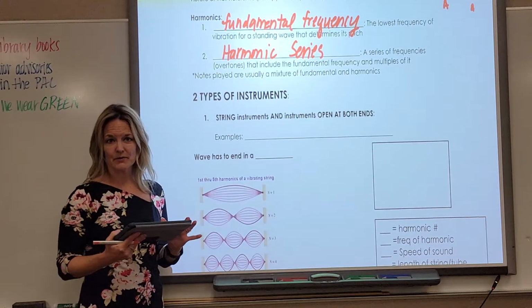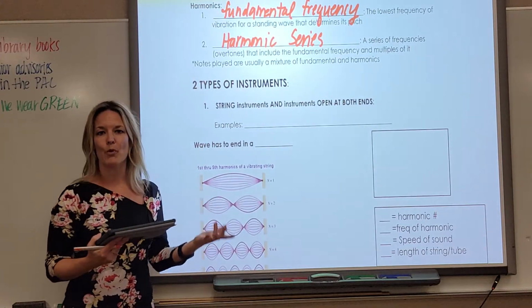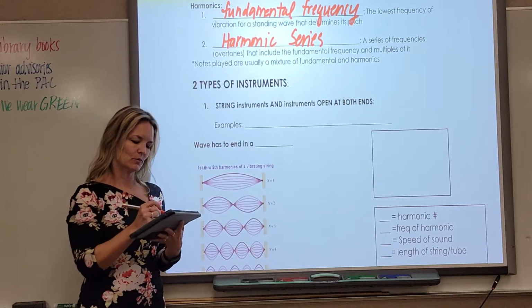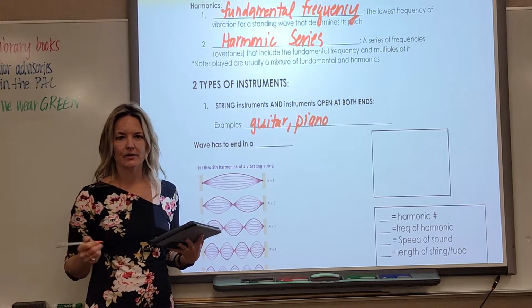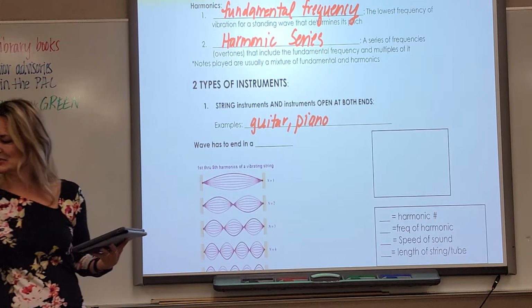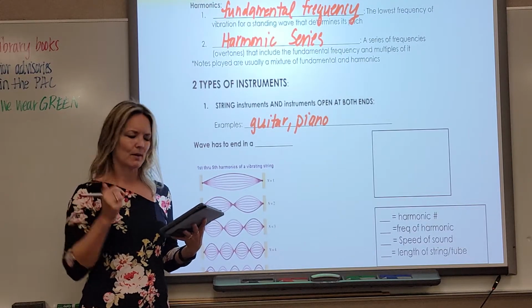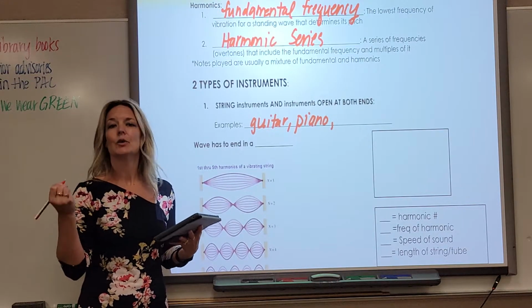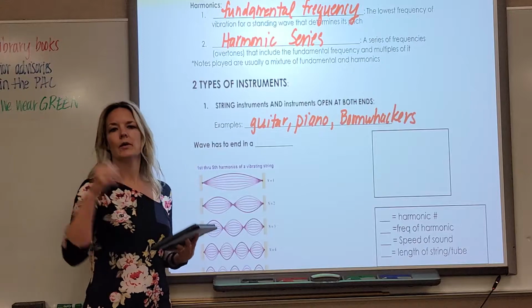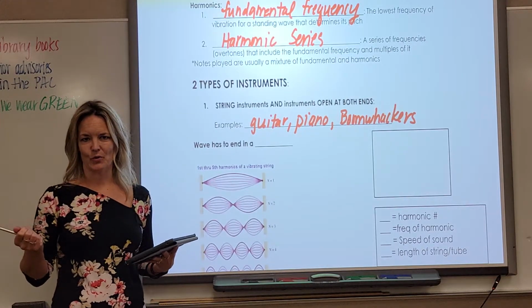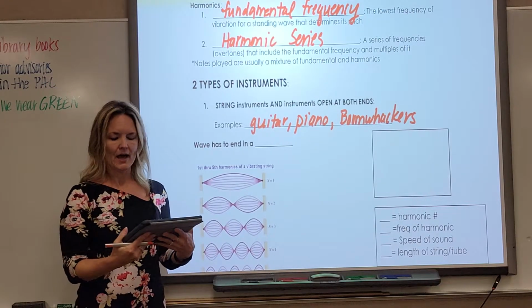All right, two different types of instruments. We are going to start with stringed instruments and instruments that are open on both ends. String instruments would be something like a guitar or a piano or a violin or a fiddle. And an instrument that is open on both ends could be an organ, where you can open the pipes on both ends, or for us here in class, we're going to use boomwhackers. The tubes that you hit against the table and they make a musical note. We'll also use that sound toy that you whip around your head, the dollar store toy. They are all open on both ends.